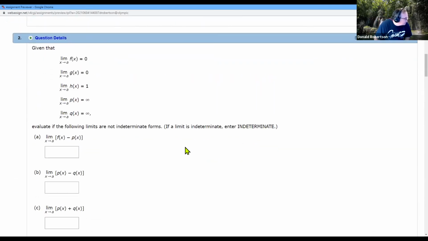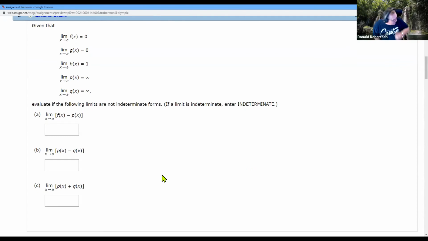How about this combination? What would infinity take away infinity look like? Infinity take away infinity. You're frightened to ask now in case you're wrong. Come on, just be wrong. 0. You're wrong.